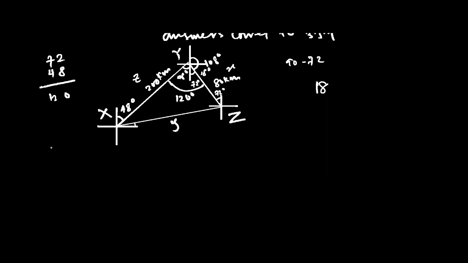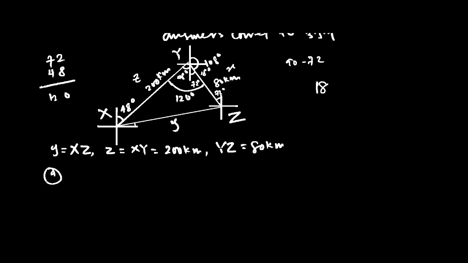That is, we have our small y to equal to xz, and we have our small z to equal to xy, which is 200 kilometer, and we have our yz to be what? 80 kilometer. So y, which is xz, is the distance of z from x. So what are we looking for? The first one states that we should find the distance of city z from city y. So we are looking for this. Since we only have this angle and we are looking for this side and we have the other two sides, we can use what? Cosine rule.